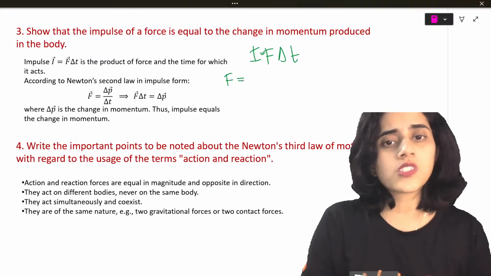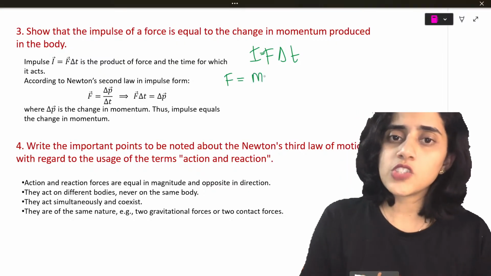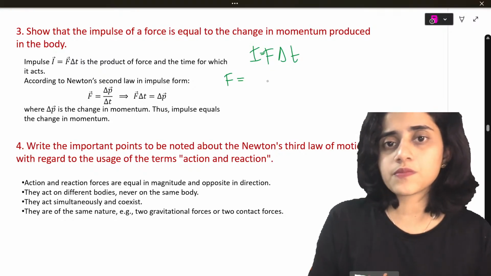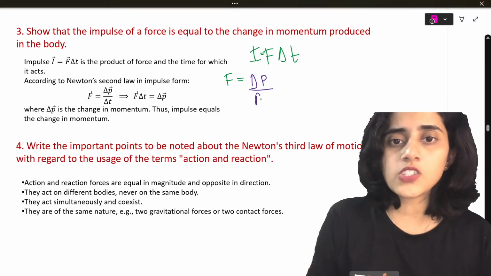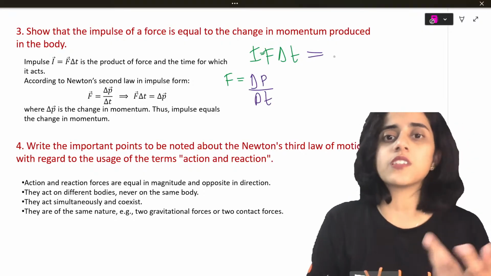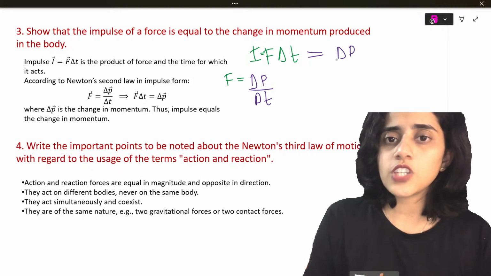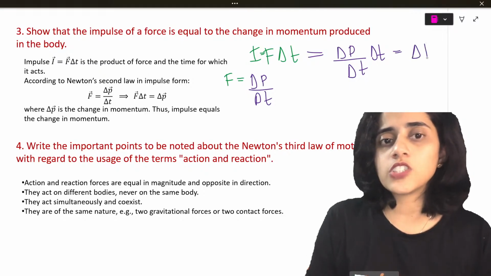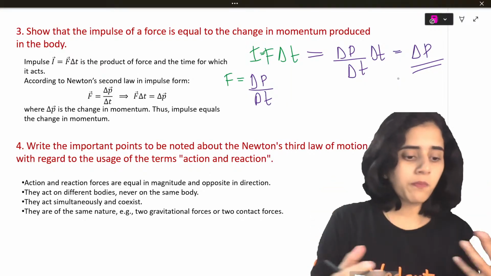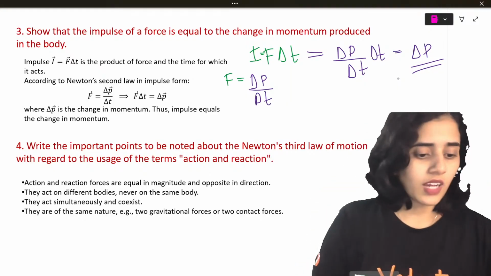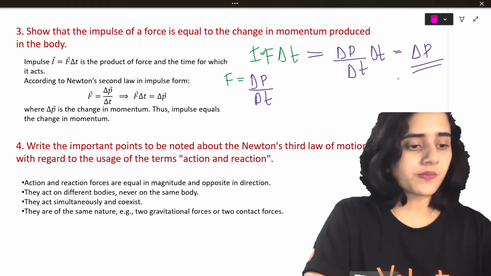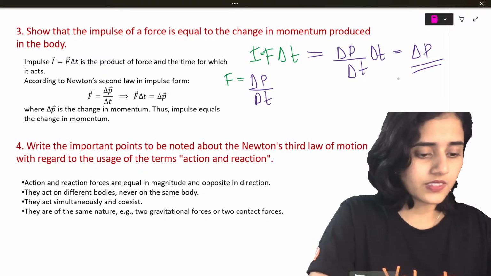Now what is force? Force is change in momentum by change in time. Instead of mv, I'll write it as change in momentum. So I'll substitute here. Instead of force, I'll write change in momentum by change in time into time. This is basically change in momentum. So I can say impulse is equal to change in momentum. Okay? Any doubts here, students?